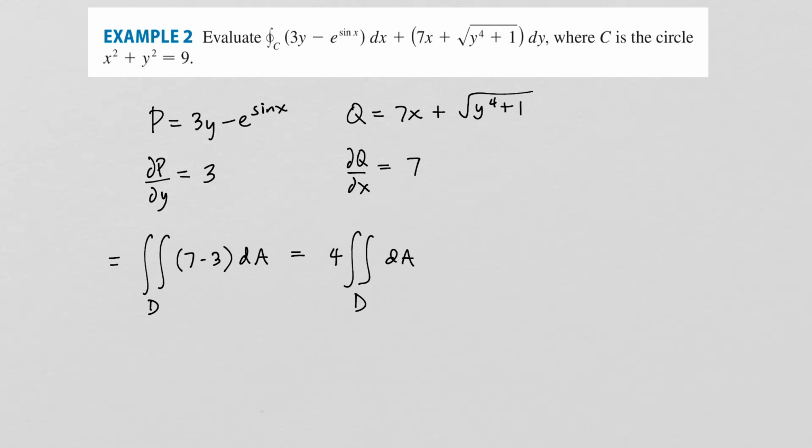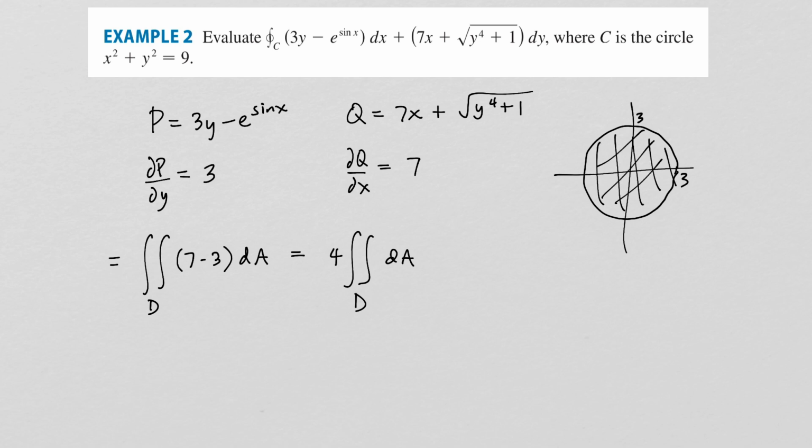Now let's recognize that our region is this circle, radius equals 3. And so if we're going to integrate over this region, it would make a lot of sense to change this into polar coordinates. So I'm going to have 4 times the integral. Theta is going to go from 0 to 2 pi. And then we'll have the integral. R is going to go from 0 to 3. And then we have r dr d theta, right? Because our function is just equal to 1.